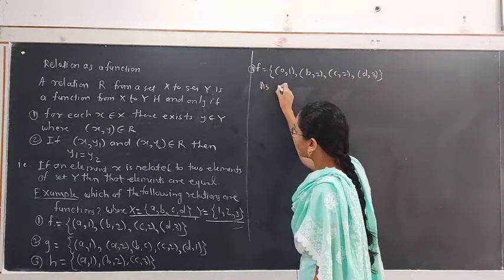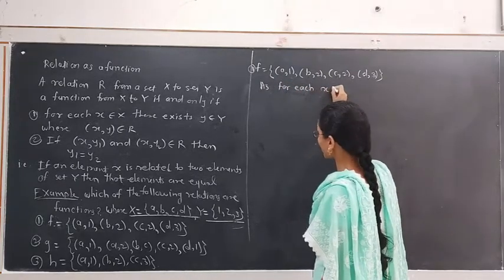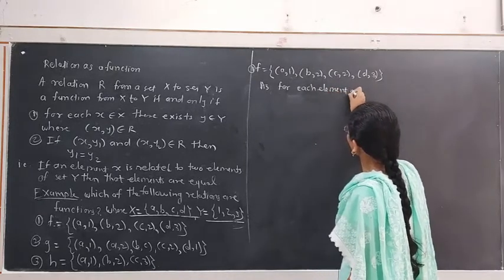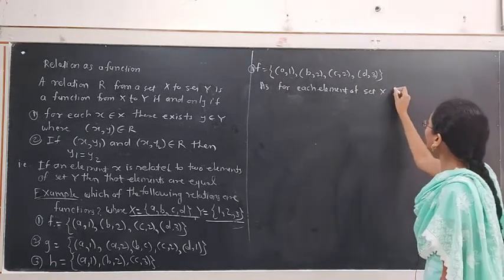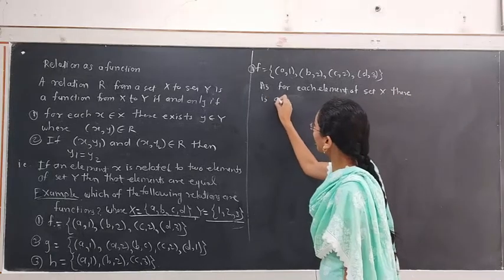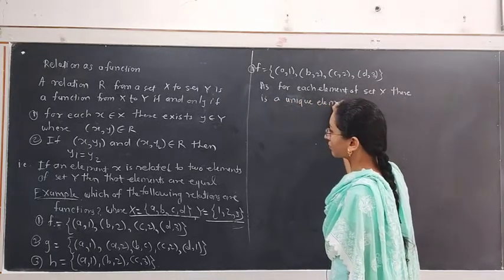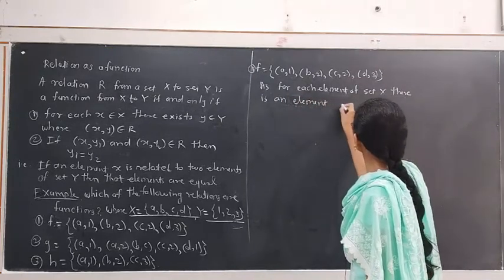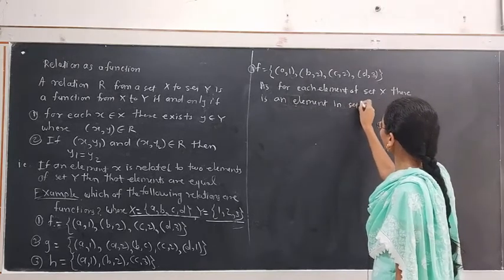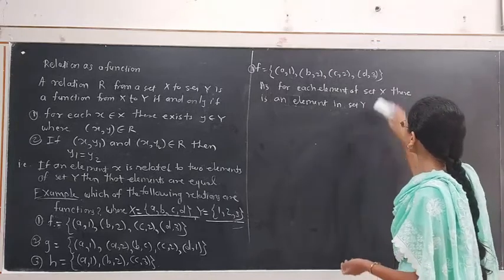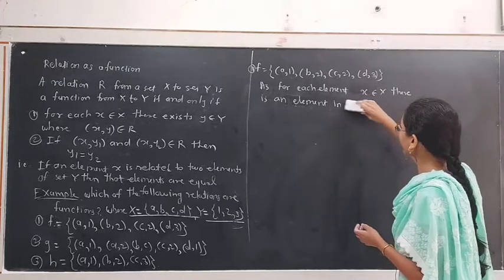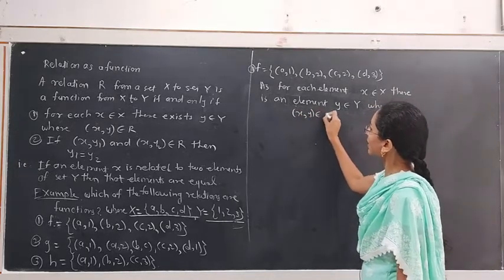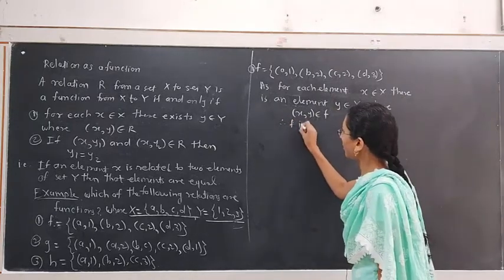As for each x belongs to set X, or we also say for each element of set X, there is an element in set Y. For each element x of the set X, there is an element y in Y where the ordered pair (x, y) belongs to F. Therefore, F is a function.